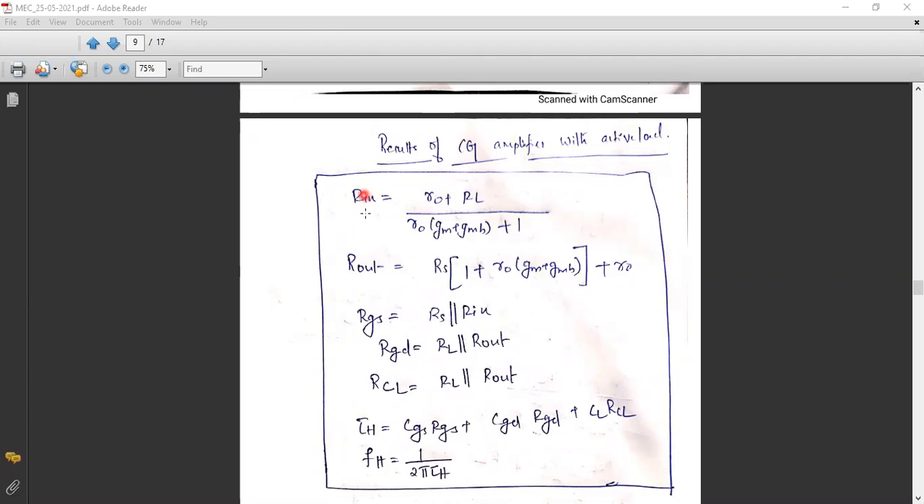So the results are R in and R out. Whereas in the CS amplifier, you will not get this R in and R out. Why? Because the cutoff frequency is independent of R in and R out in a CS amplifier. So that is not mandatory for a CS. But if it is CG, you have to remember R in and R out. Based upon the results of R in and R out only, you will be able to go for the cutoff frequency's expression.